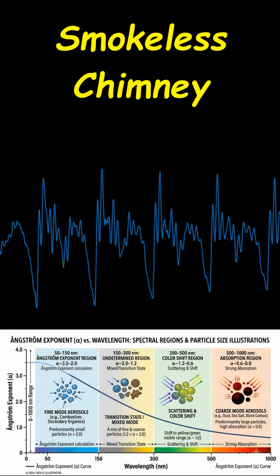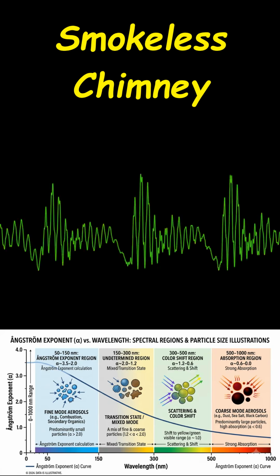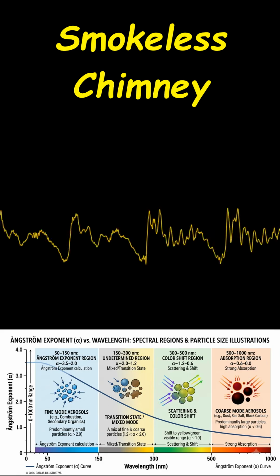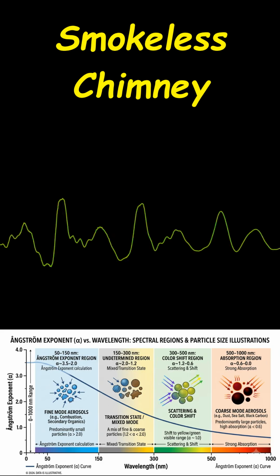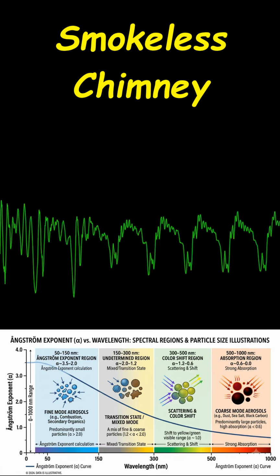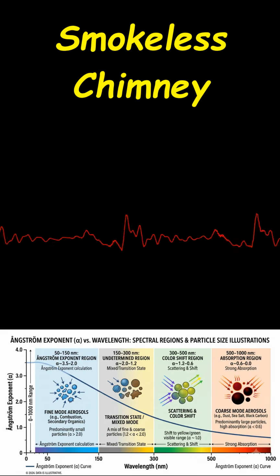Here's the simple version. Smoke particles interact with light differently depending on their size. Small particles are picky. They block blue light far more than they block yellow-green light. Big particles aren't picky. They block every color about the same amount. If you shine light through smoke and measure two different colors, the difference between them tells you something the color alone never could: how big the particles are.